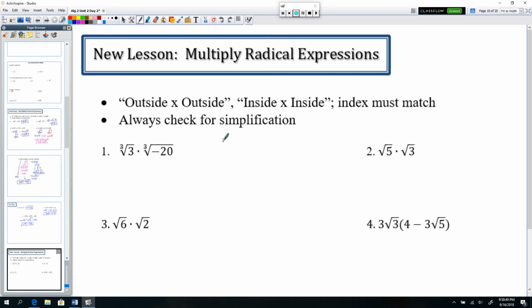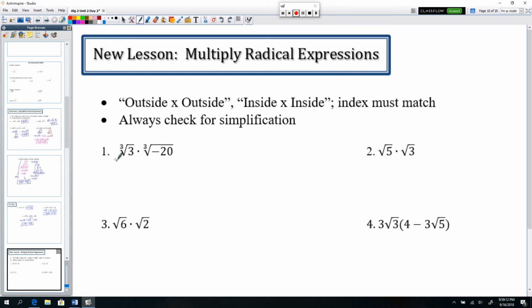So multiplying radical expressions, the key to this is you need to multiply the outside times the outside and the inside times the inside. So things on the outside get multiplied, things on the inside of the radical get multiplied. The indexes have to match, right? So these have to be both the cube root in order for this to work. And then of course our last step is always going to be check for simplification. So let's see how that works on number 1.